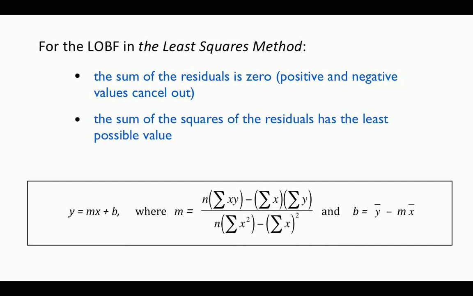So there's a second criteria, which says that the sum of the squares of the residuals has the least possible value. That's why it's called the least squares method. So we're going to minimize the sum of the squares of the residuals.